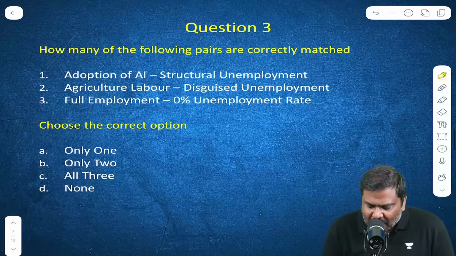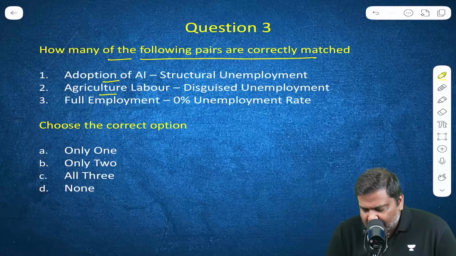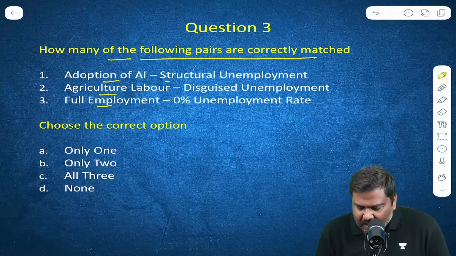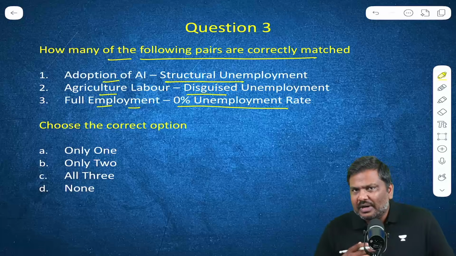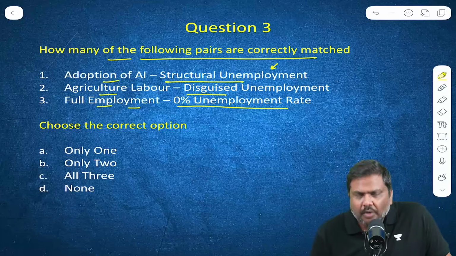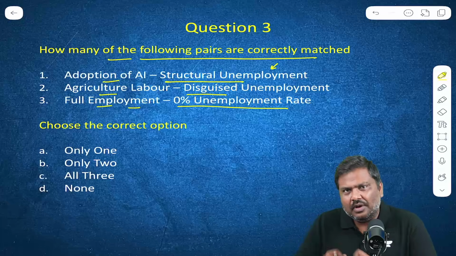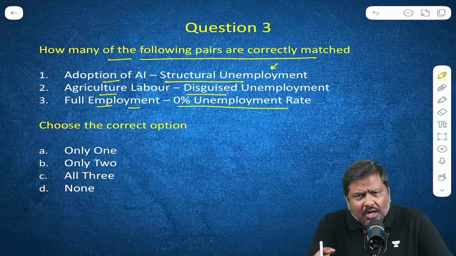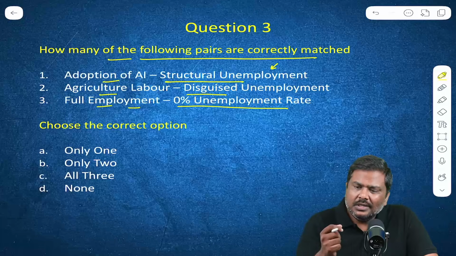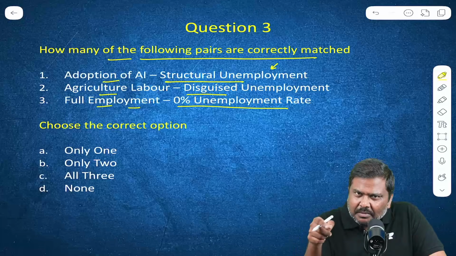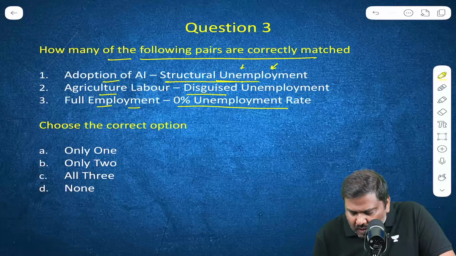Question number 3 now. How many of the following pairs are correctly matched? Adoption of AI, structural unemployment; agriculture labor, disguised unemployment; full employment, 0% unemployment rate. Let's start. Structural unemployment fundamentally refers to the type of unemployment that is going to be created whenever there is adoption of technology. For example, more and more companies are adopting artificial intelligence. And when they adopt artificial intelligence, a certain number of people whose work will now be done by artificial intelligence are not needed by the company. They will be removed from the job. That kind of unemployment is called structural unemployment.